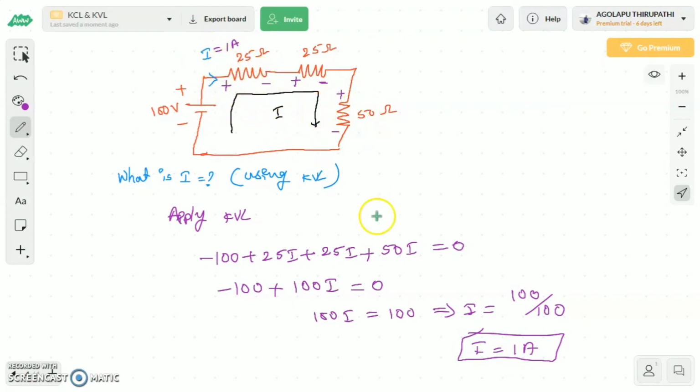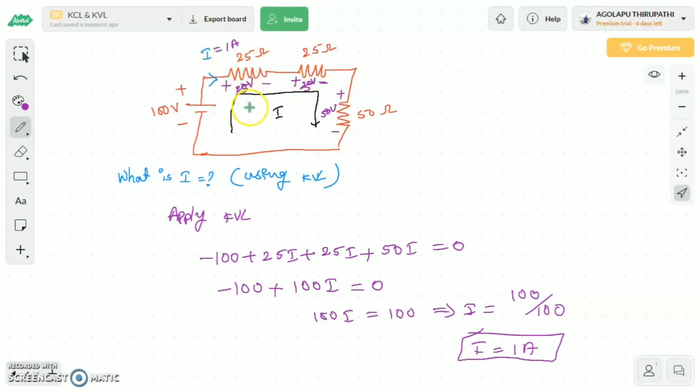So this is the procedure for Kirchhoff's voltage law. Like this we can calculate the total current, and after getting the current we can also calculate the voltage drop across each and every resistor. For example, for the voltage across this particular resistor, just multiply this 25 with the current, so 25 volts is the voltage drop here. Similarly here also 25 into current gives 25 volts. Next, the same current flows here, so we get 50 volts.